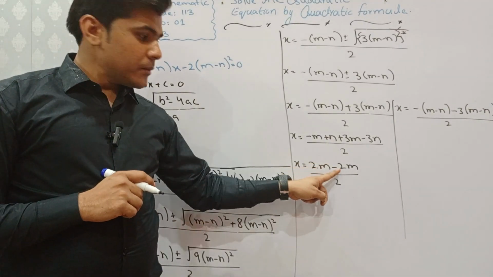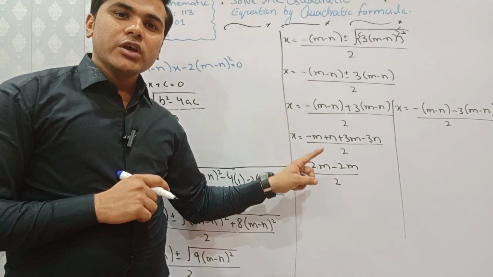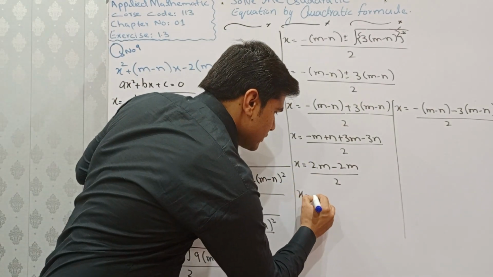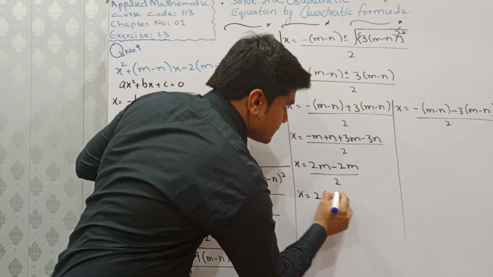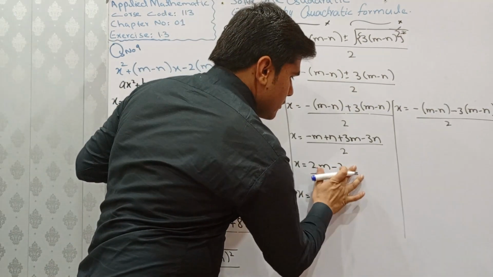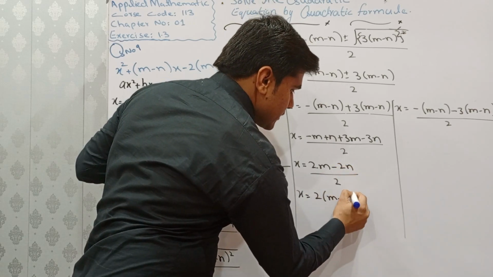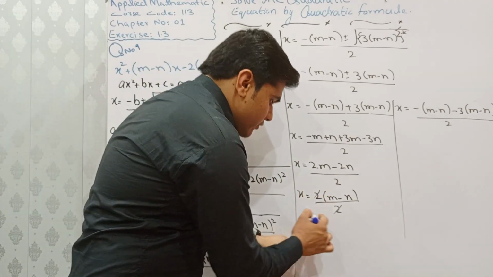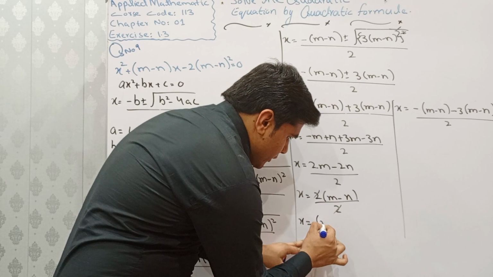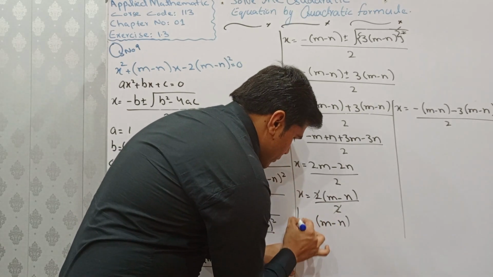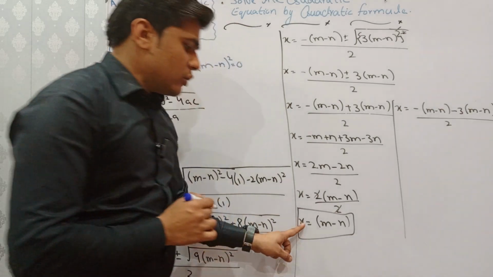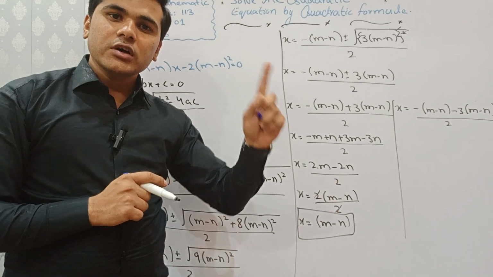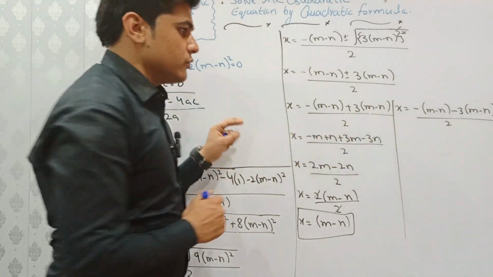Now look, 2m minus 2n and divided by 2. So if we take 2 as a common from the numerator, it will become x equals to 2 (m − n) upon 2. So 2 divided by 2, the answer will be 1. So x will be equals to m minus n. So we have found a single root of x that is equals to m minus n.